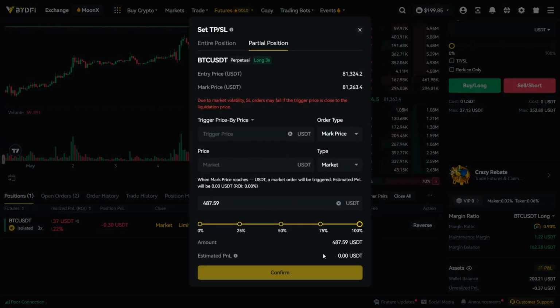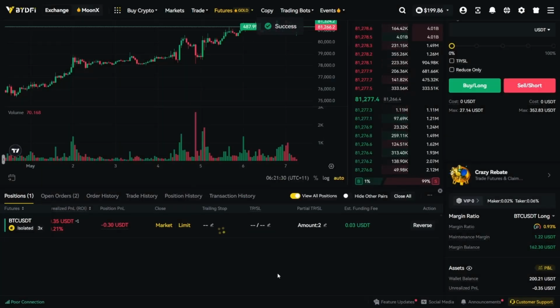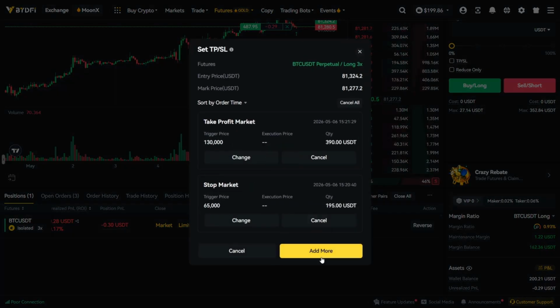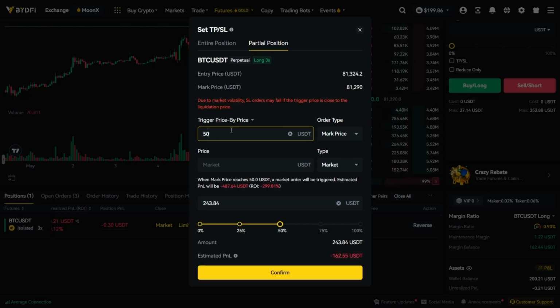Next, we are going to do our second half of our position. So again, 50%. And this time I want to be fully out of my position once Bitcoin hits, let's say, 130,000. Again, we can confirm this order. And lastly, adding our final stop loss with 50% of our position. I want to fully cut my losses if Bitcoin goes past 50,000 and confirm this order.